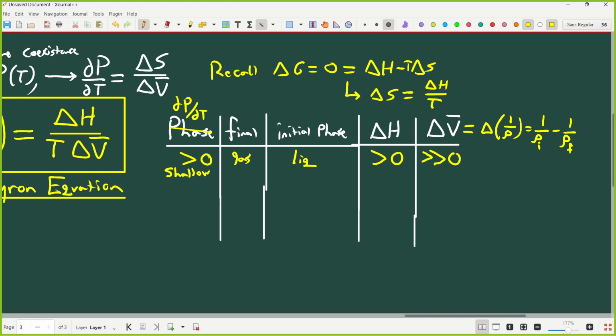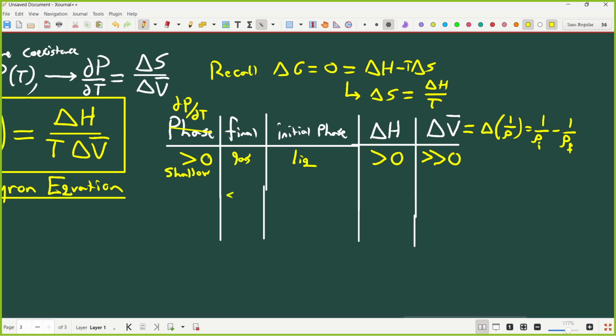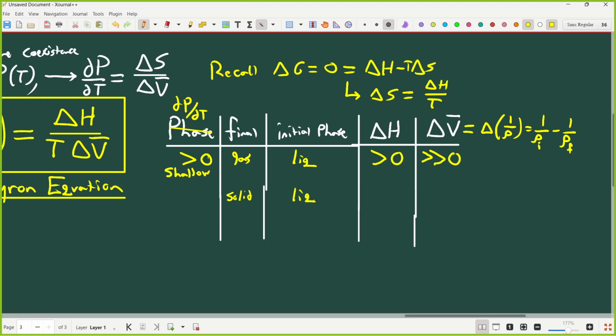So let's try another one. Let's look at solid and liquid. This is freezing. So what about the enthalpy of freezing a liquid? Endothermic or exothermic? We're going from liquid to solid here. Who's done the phase diagram lab yet? What direction does your temperature go when it freezes? Down. So what does that mean about the heat of the system? Is it releasing heat or absorbing heat? Releasing. So it's exothermic.